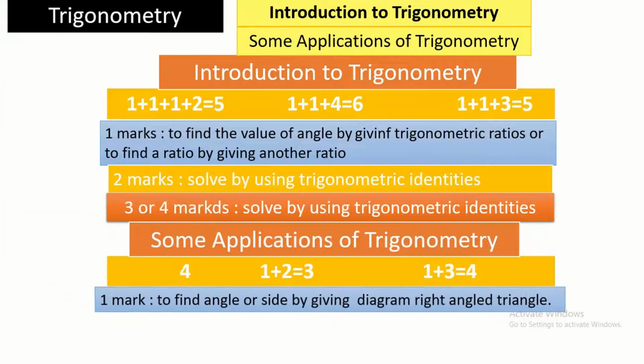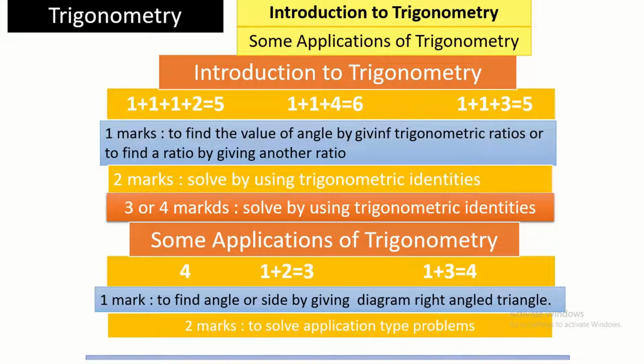And for 1 mark, we have to find the angle or side by giving a diagram of a right angle triangle. They give the right angle triangle and an angle, and ask to find another side of the triangle, or they give the side of the triangle and ask to find one of the angles of that triangle. It may be like that.